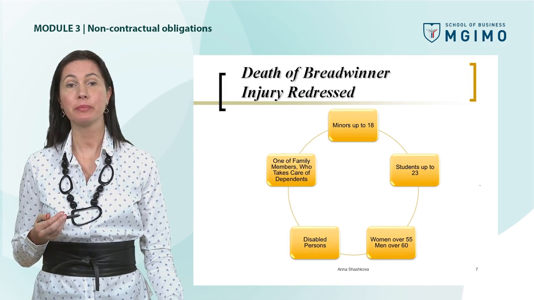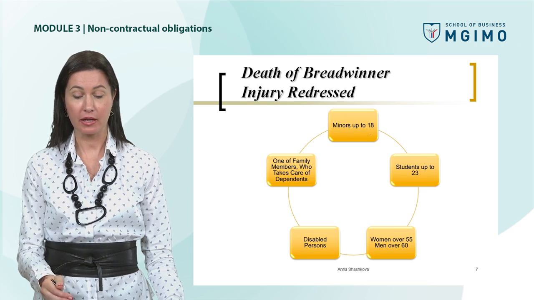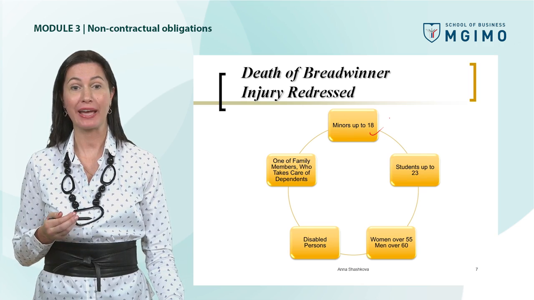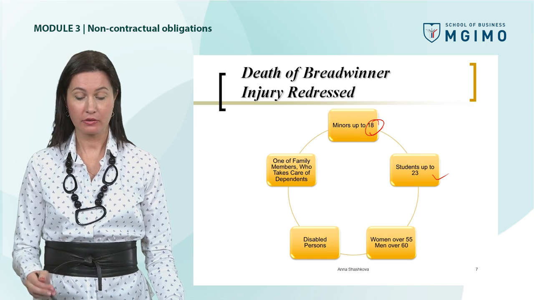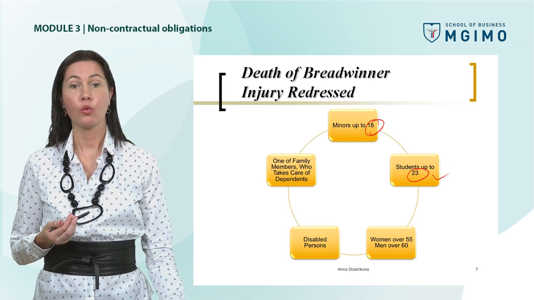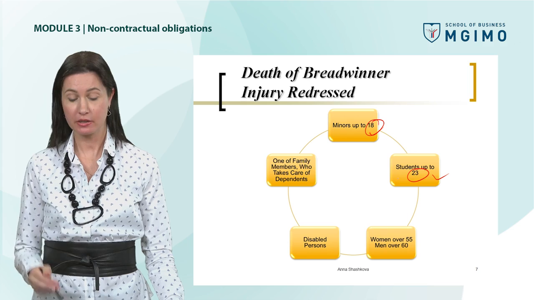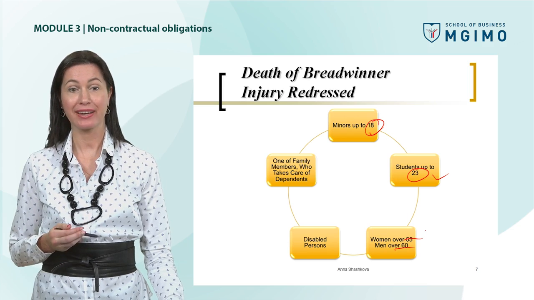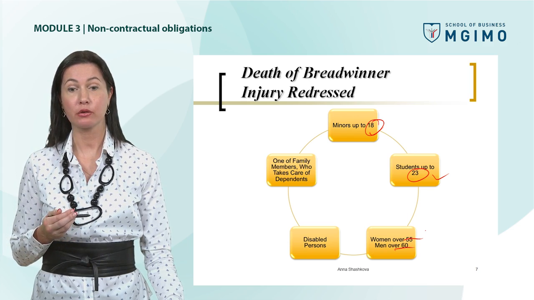These persons are dependents. So what does it mean? It means that if an injured person who is dead does not have any dependents, then no compensation is received. So minors up to 18 years of age, persons up to active legal capacity, students up to 23, which is funny. 18 is not included, 23 is included here. Women over 55 and men over 60, so the Civil Code has not changed, even though the pension age has changed. Disabled persons or one of the family members who takes care of dependent persons.